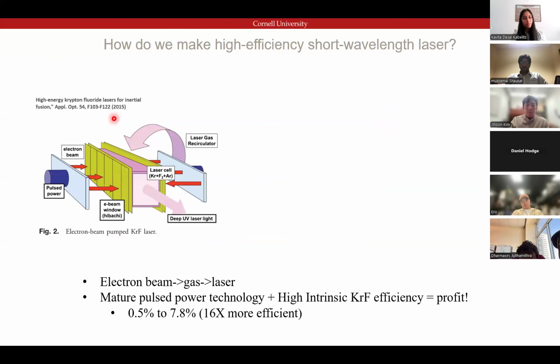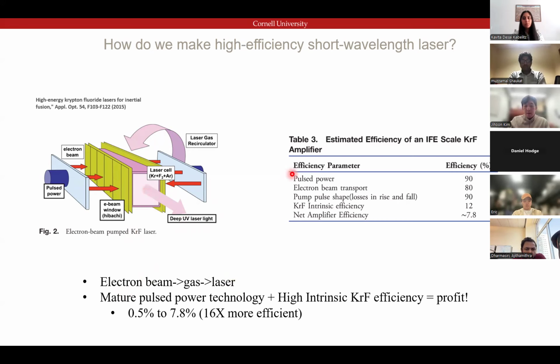There are actually other methods to make drivers. I think Livermore's working on some, and people have all kinds of ideas. But in this particular design from a 2015 paper, this is an electron beam pumped KrF laser. There is a gas of krypton fluoride and maybe argon as a buffer, and then you heat them using a pulse power machine, electrons accelerated by a pulse power machine. And then when they're at an excited state and they lose energy, they emit photons, which is deep UV laser light. So electron beams to gas and then the gas to the photon energy.